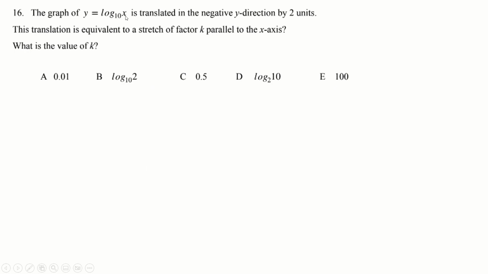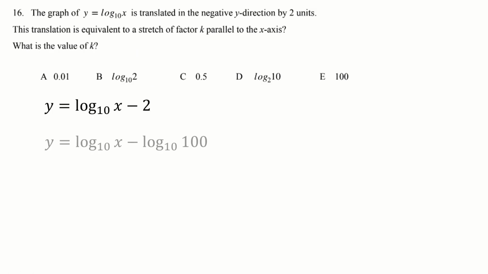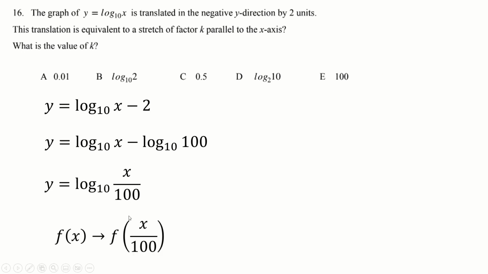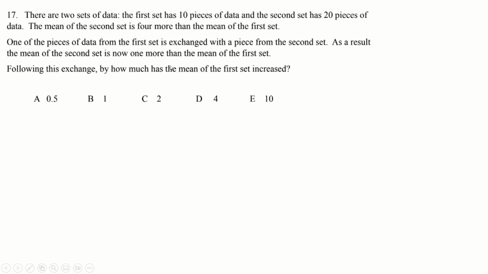The graph of log to base 10 of x is translated negatively by 2 units in the y direction. So that's just log to base 10 of x minus 2. But of course we can intelligently write 2 as log to base 10 of 100. And then combine these logs together, and now we can see we've gone from f of x to f of x over 100. So that's a scale factor of 100 horizontally. And that question is done too. This is a nice question.